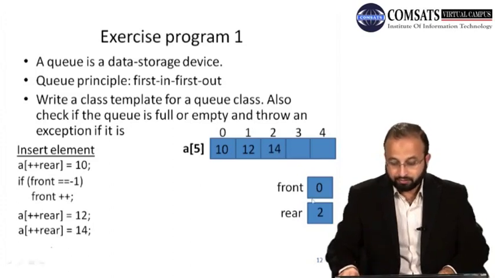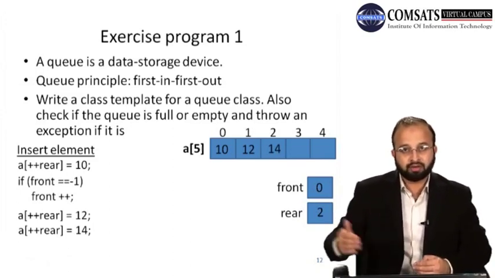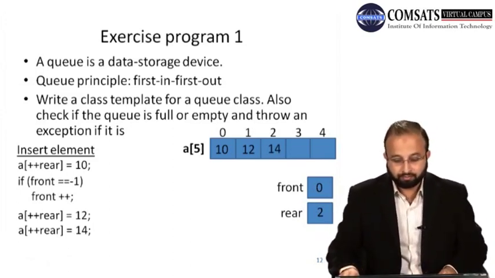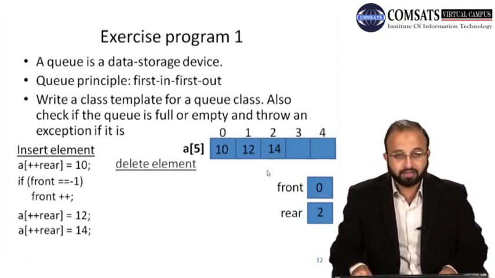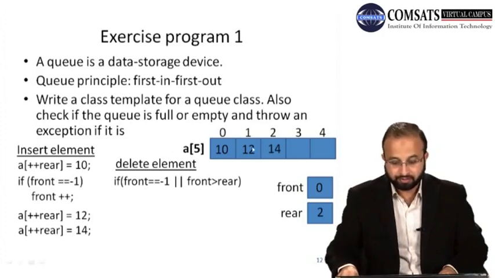Now the front is 0, the rear is 2. So we always insert from the back side. So rear जो है वो increment होता जाएगा, front वहीं पर रहेगा. Let's say if we want to delete the element, how can we delete that element? So we first check this condition: if front is equal to -1 or front is greater than rear. We will see this condition later on.